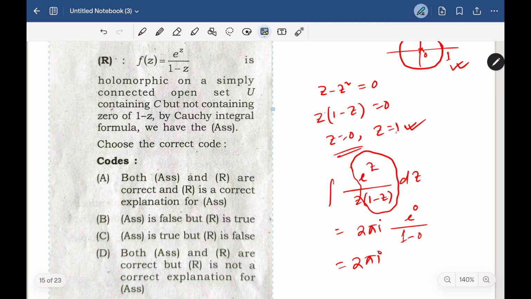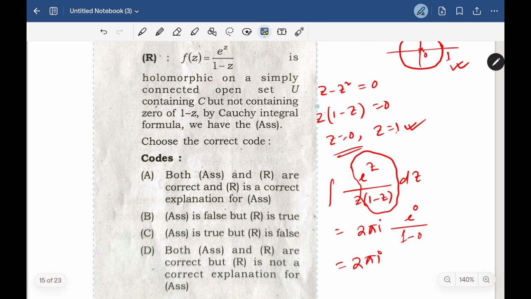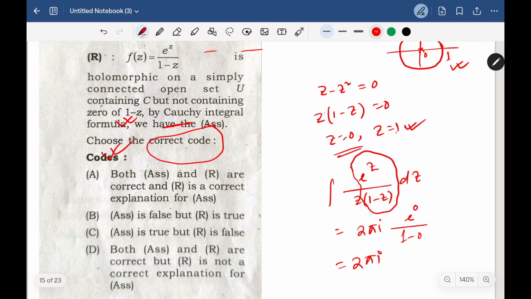It is given that this f(z) is holomorphic on a simply connected open set U containing C, so it is correct, and 0 is contained in it. By the Cauchy integral formula, we have the assertion, so it is also true. So the correct option will be option A. Both assertion and reason are correct, and R is the correct explanation of the assertion, so option A will be correct.